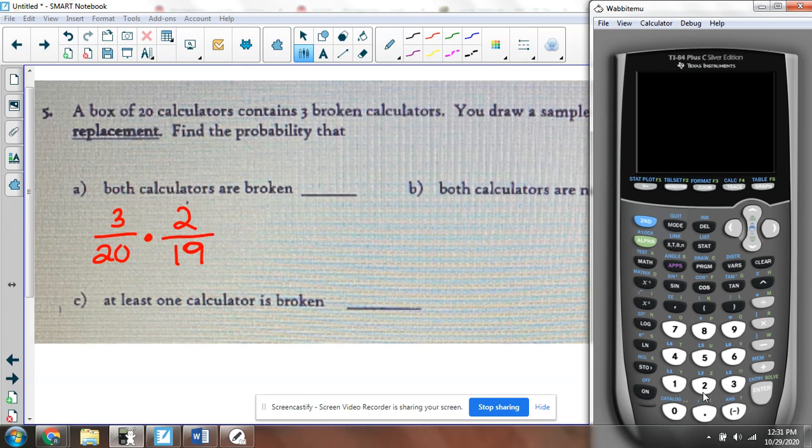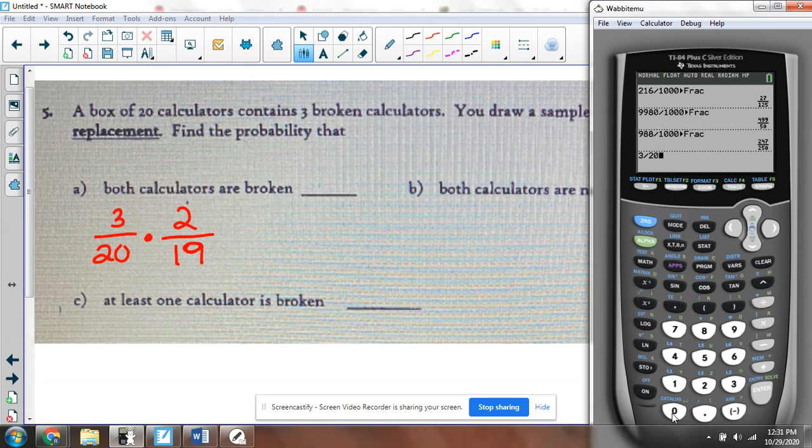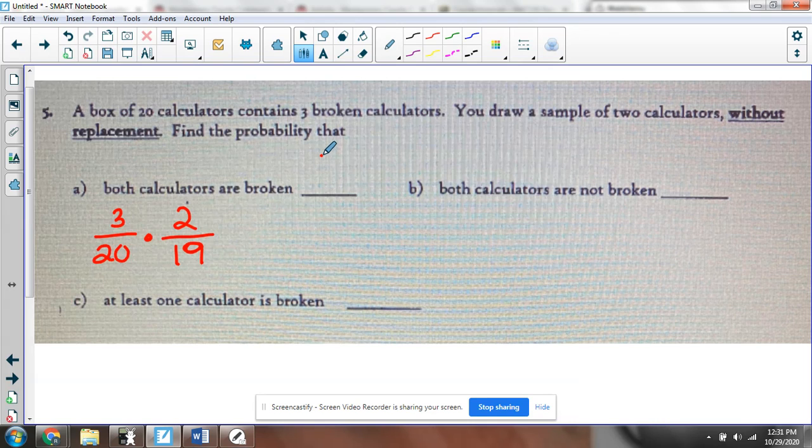You can do it all in the calculator. 3 divided by 20 times 2 divided by 19. Enter, math, enter. We get 3 over 190. Both calculators are not broken. Well, if there's 3 that are broken, there are 17 that are not broken. So probably the first one being not broken is 17 out of 20.